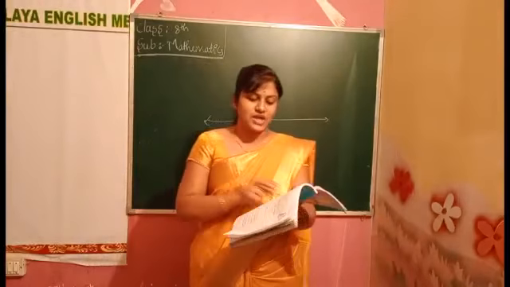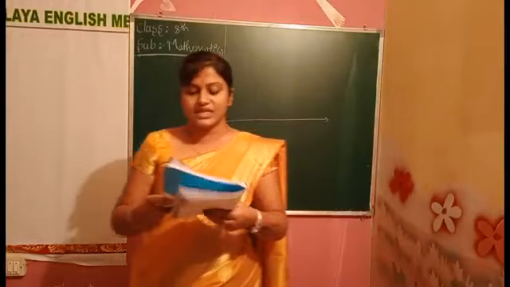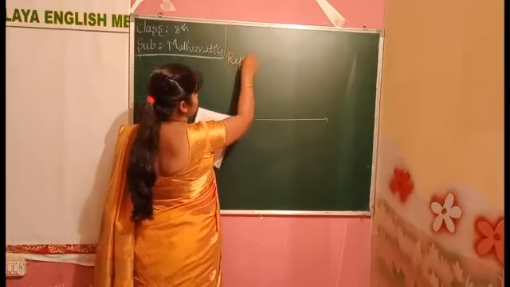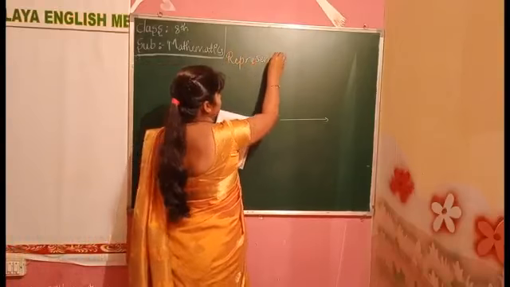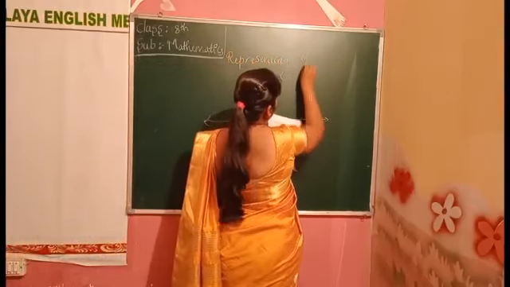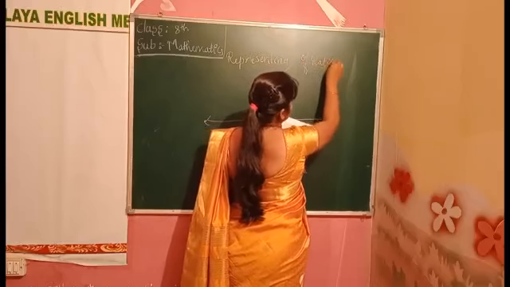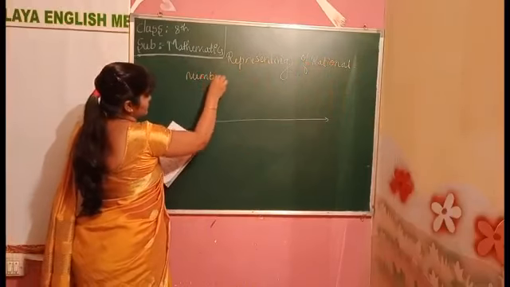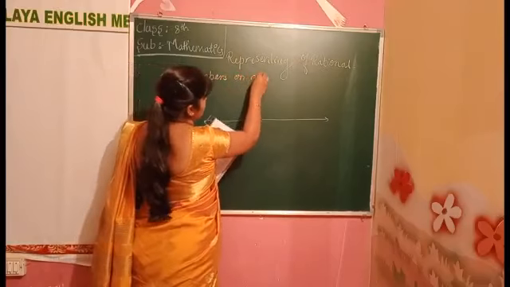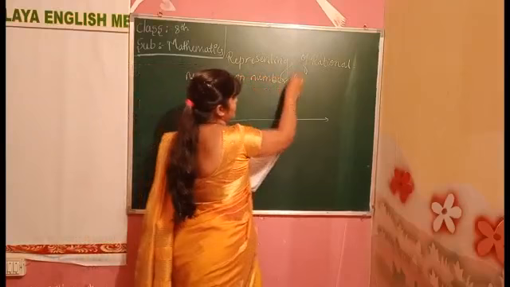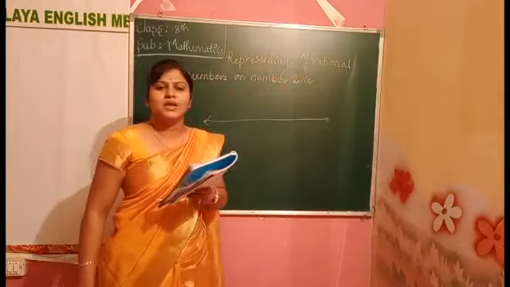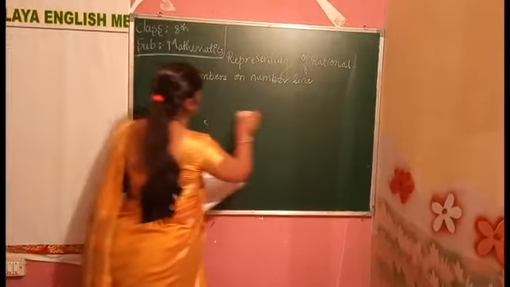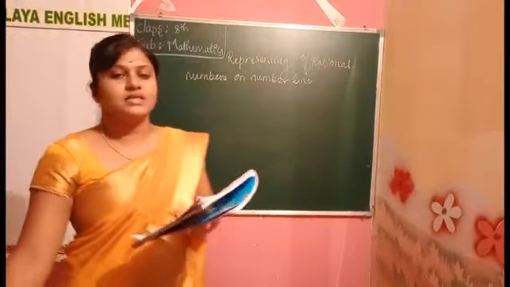Okay, now we'll move on to our chapter, that is representing rational numbers on number line, that is on integers, using integers. In which chapter do we see the number line? We see it in the integers. Yes, now children, you all know that. Okay, now we'll go on studying about that.